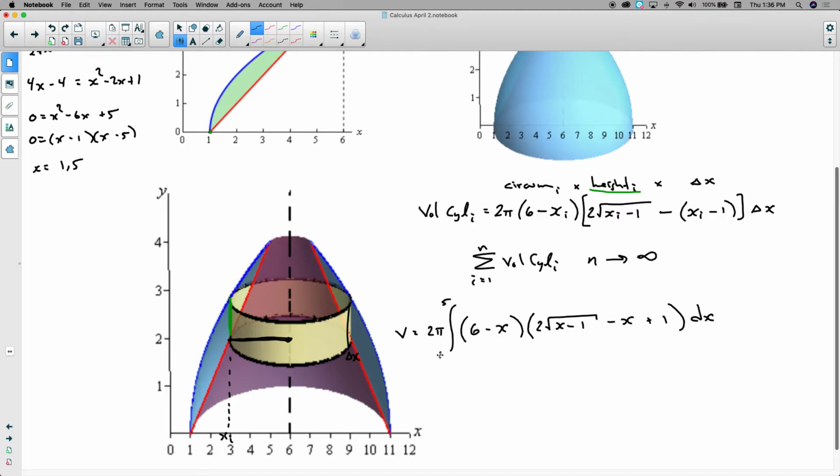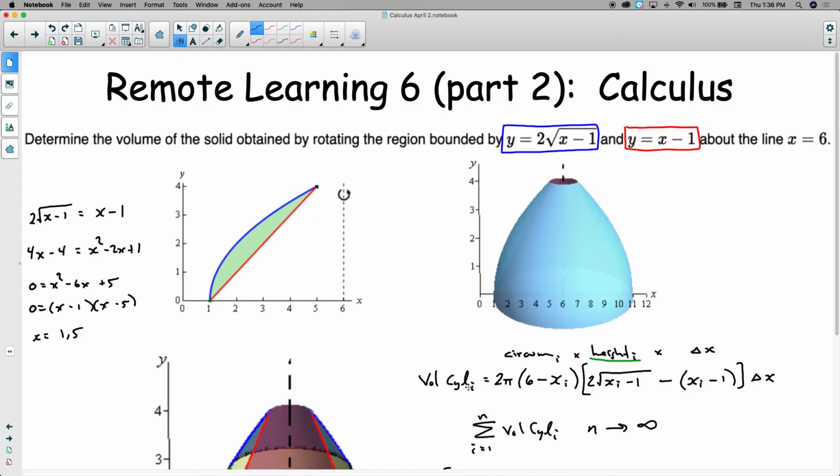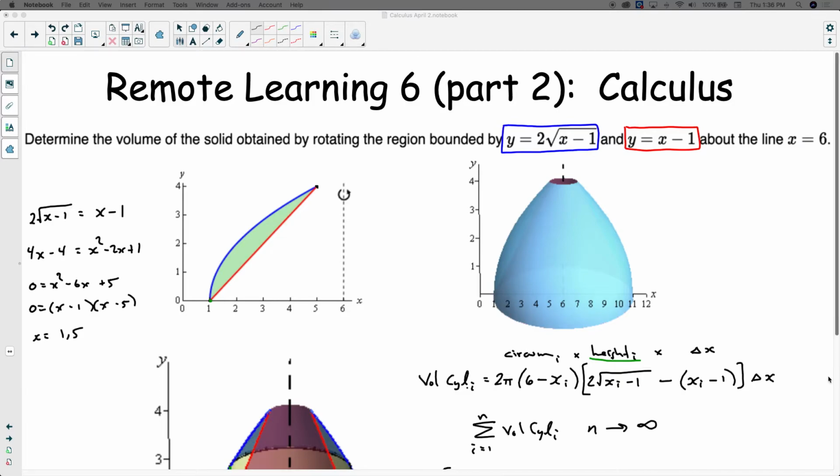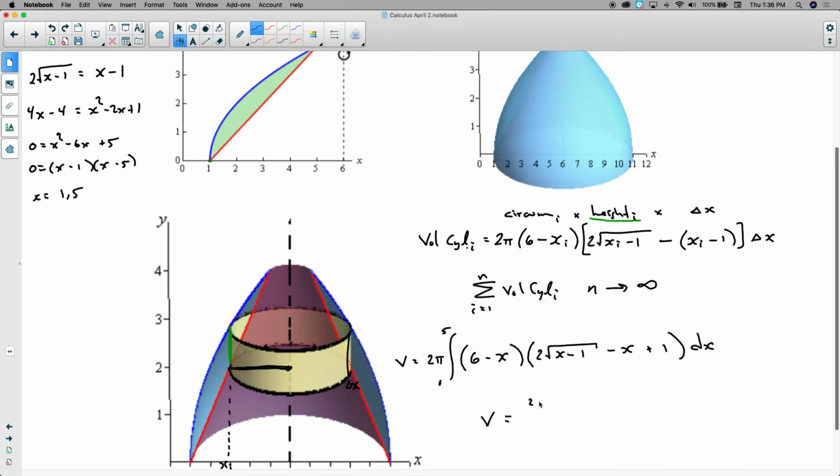Okay, so then that's our integral, and I'm just going to rely on my calculator to get that integral. Give me 1 second to do that. And that integral is 272 pi over 15. Okay, that 7 doesn't look totally obvious, so let's get that again.